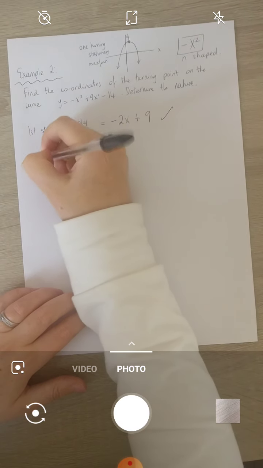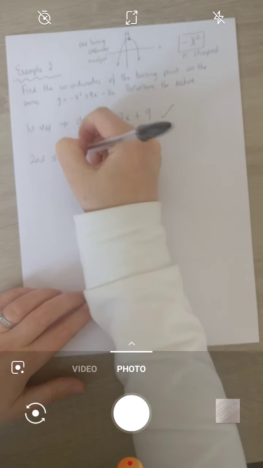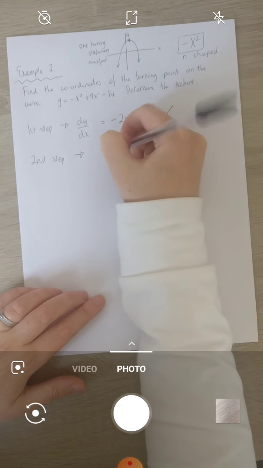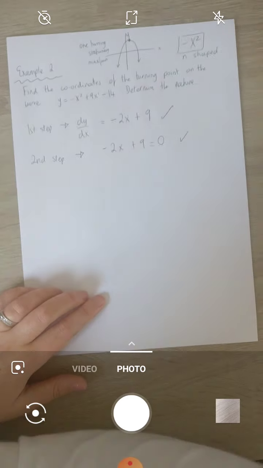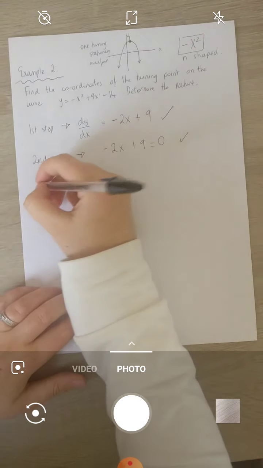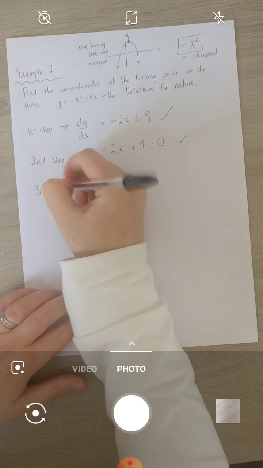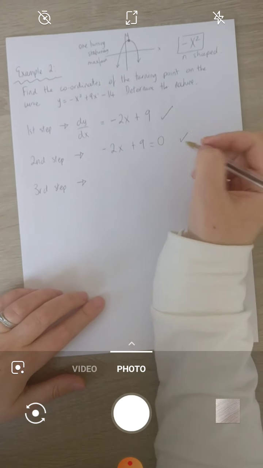The second step is to let the derivative equal 0. So we've minus 2x plus 9 equals 0. Second step done. Third step is to solve this.